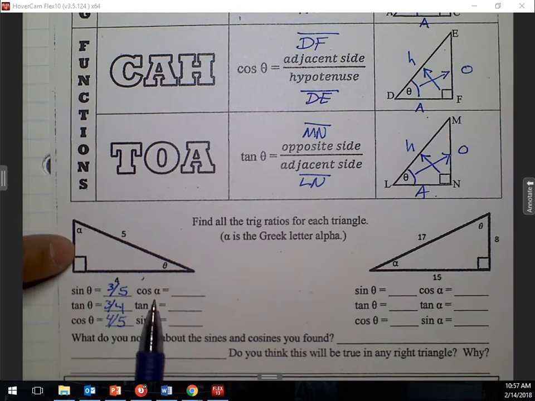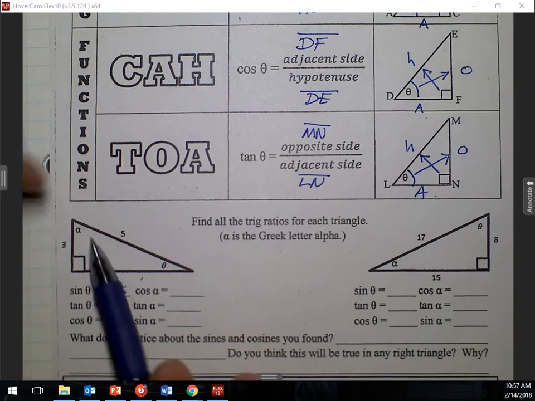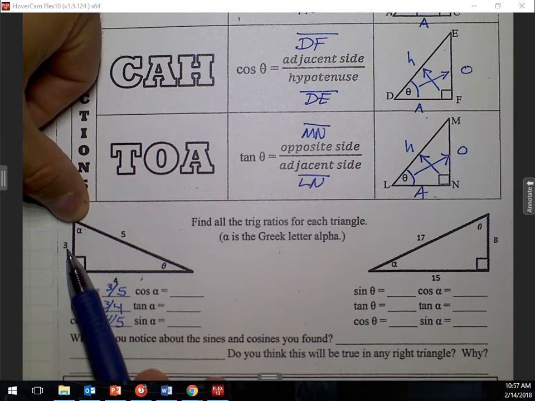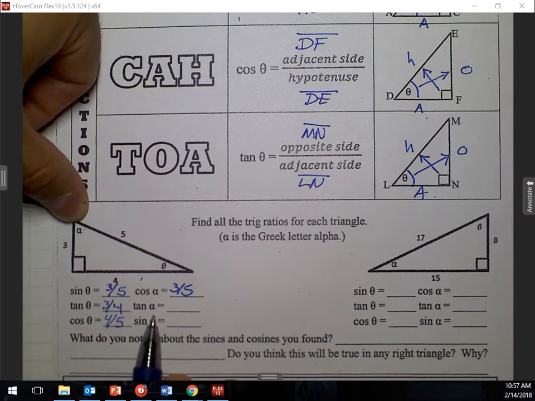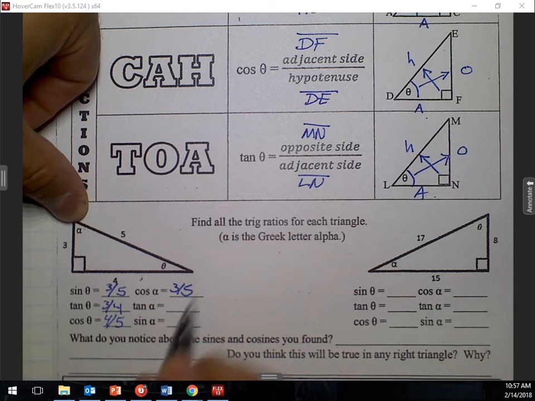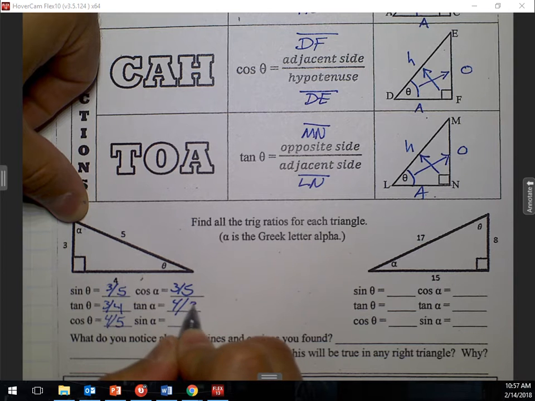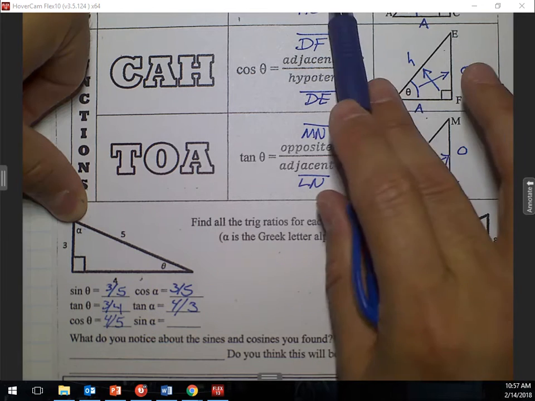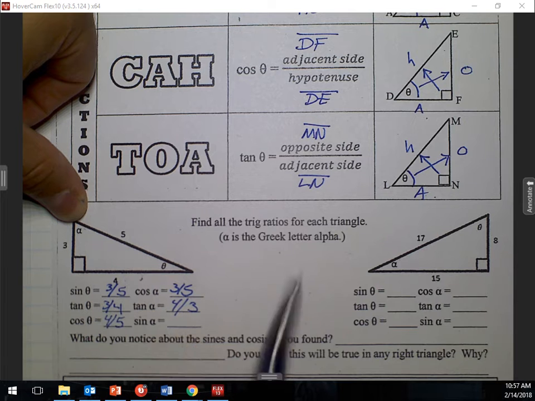So let's take a look at cosine now. From alpha, right here, cosine is adjacent over hypotenuse. Now adjacent to alpha is 3, isn't it? It's going to be 3 over 5, very good. Now tangent is opposite over adjacent, so the opposite of my alpha is 4 over 3, very good. Sine of alpha: sine is opposite over hypotenuse, right? So opposite of my alpha, 4 over 5.